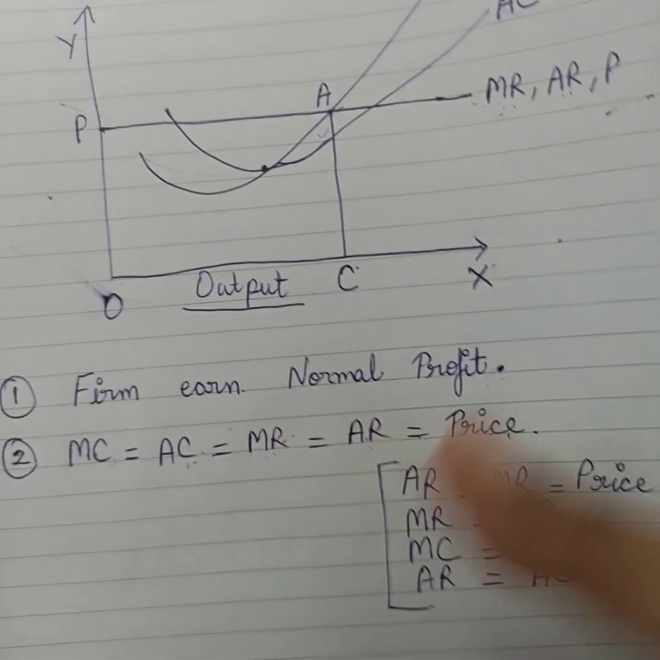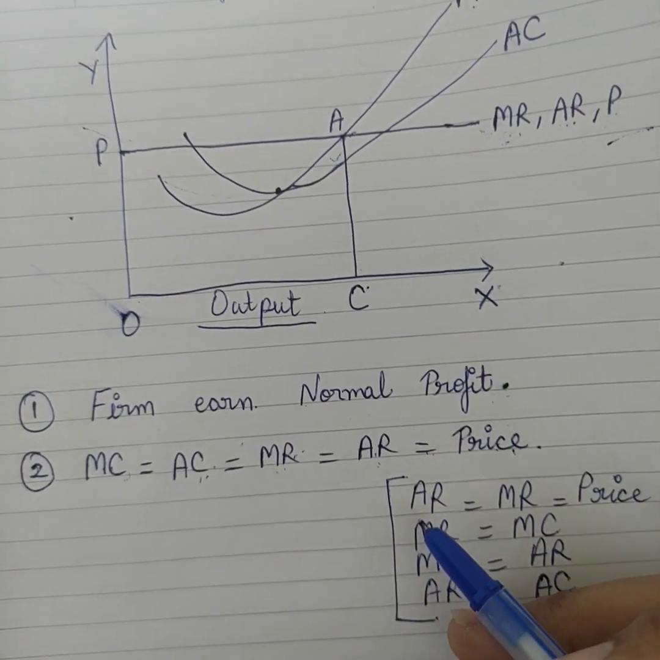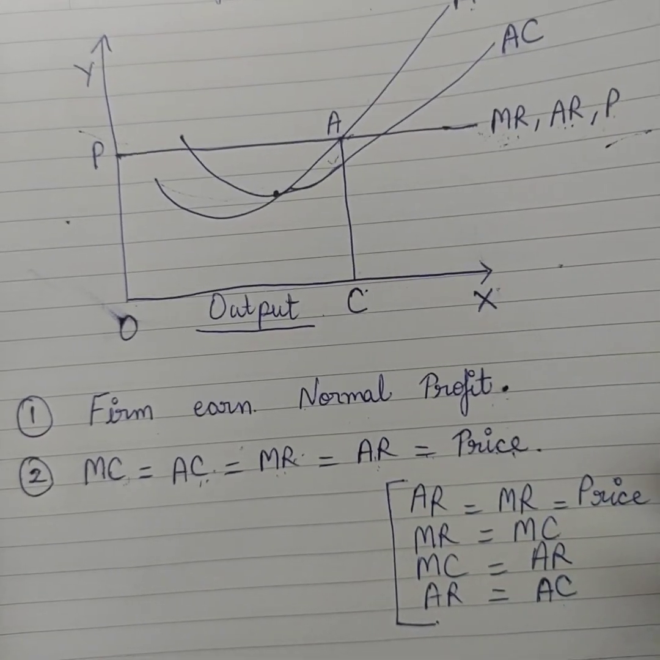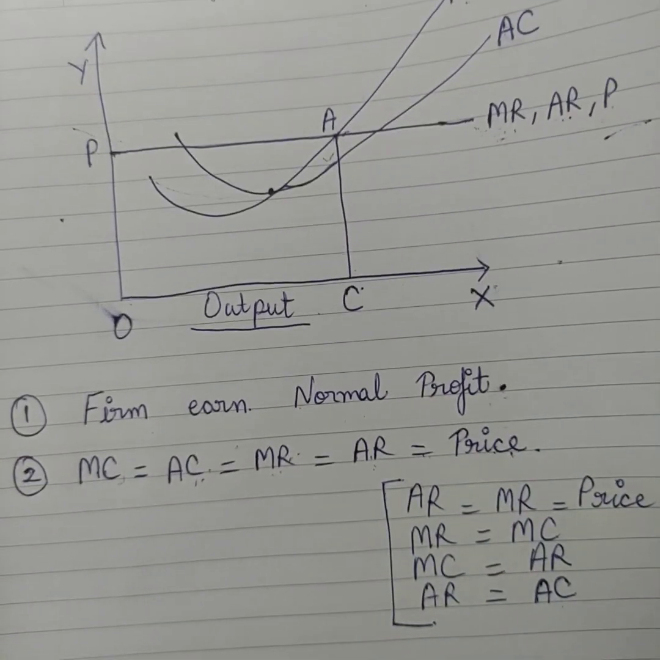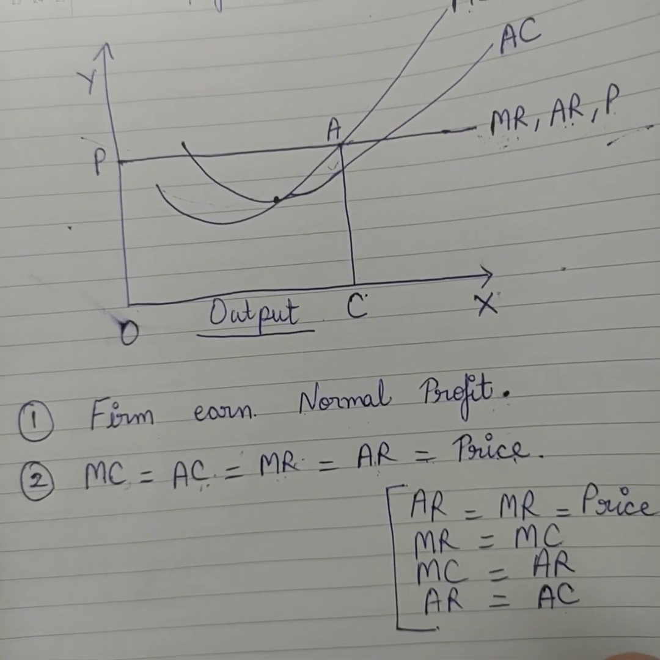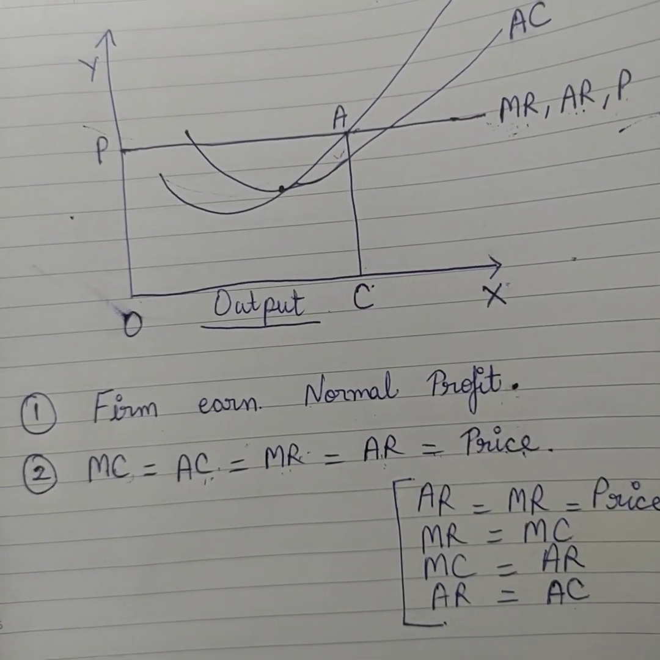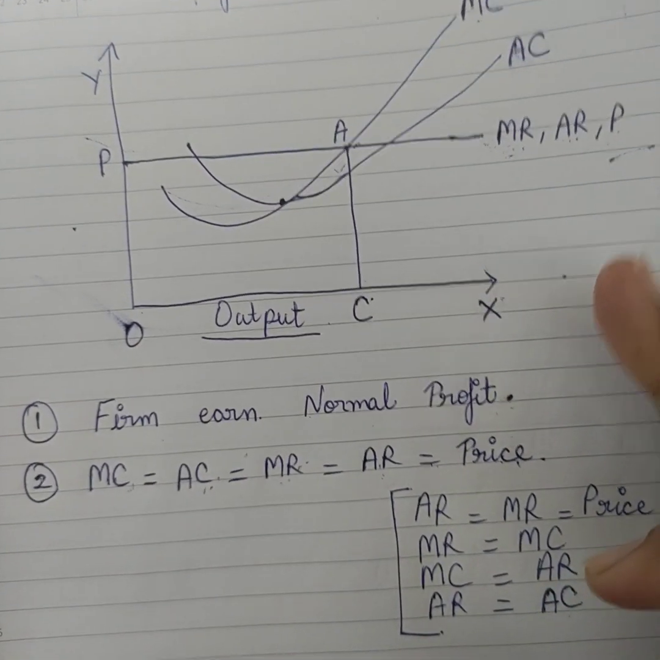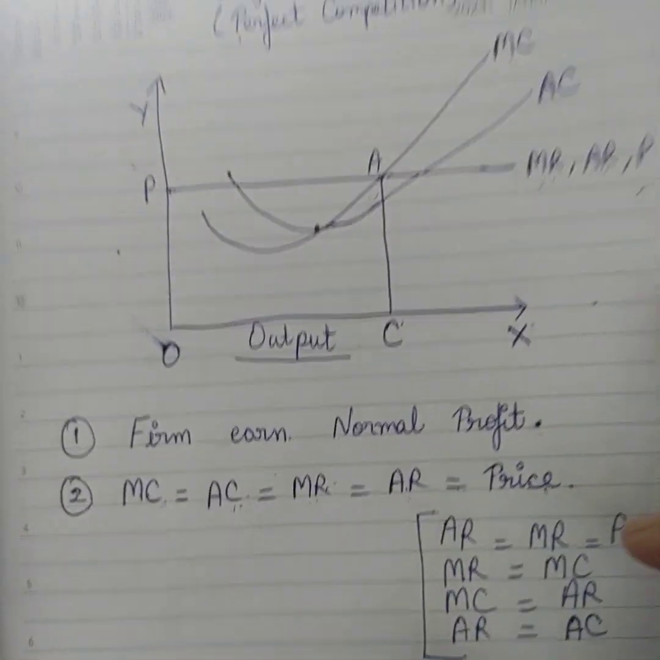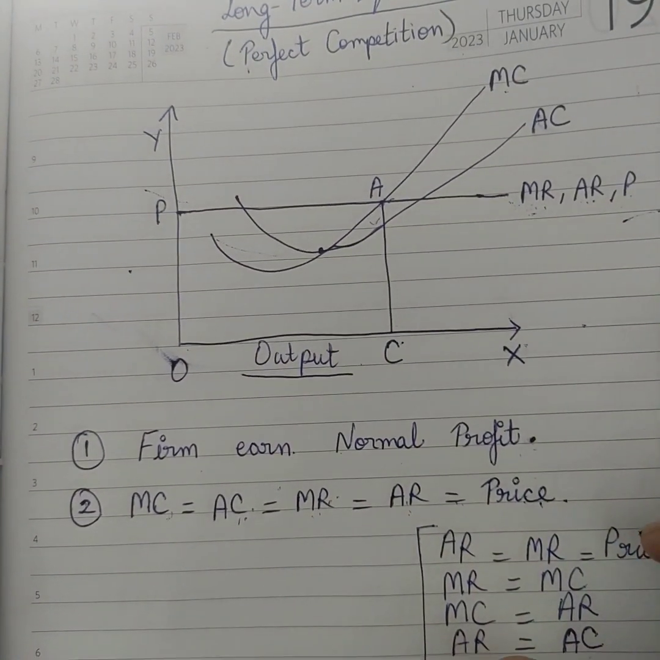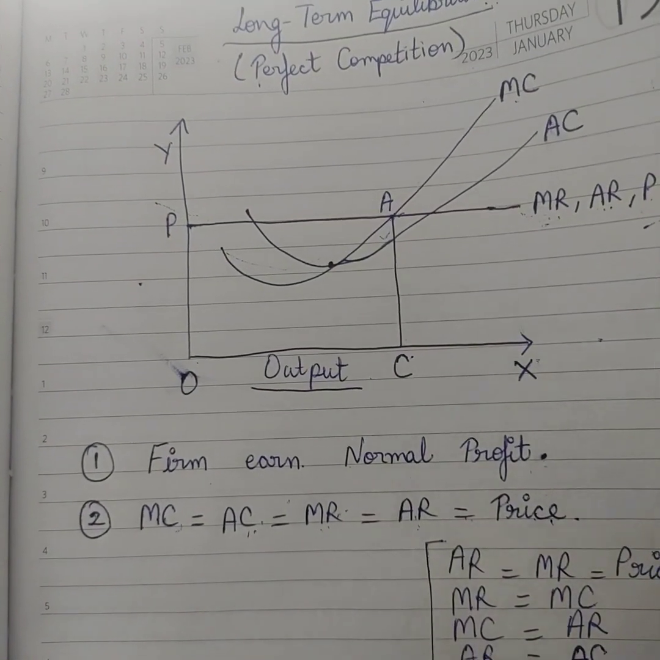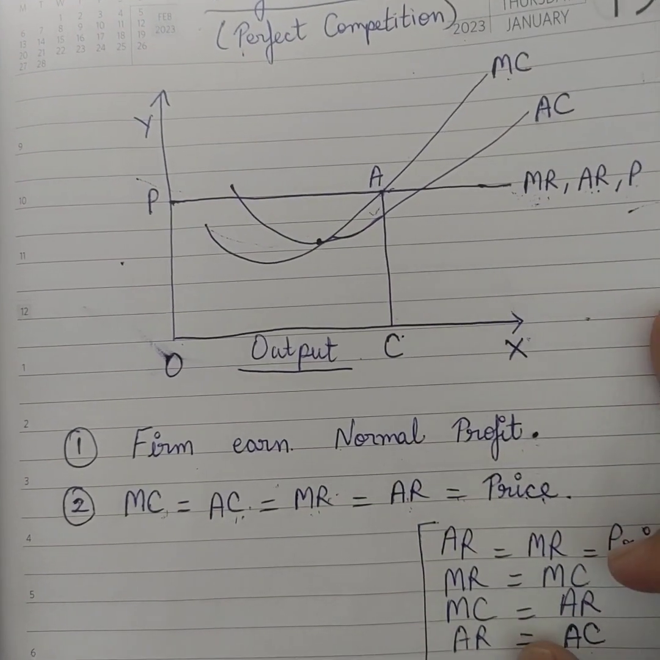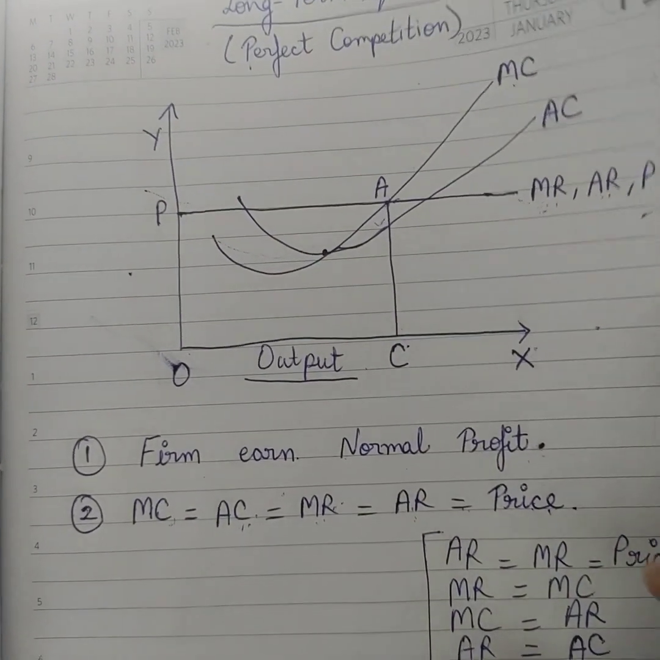And what are the benefits that it will give? It has two social benefits. First, all the resources of the society would be used up to their optimum level. They will be best utilized in the best possible manner. And secondly, consumers will get the goods at the lowest possible prices.